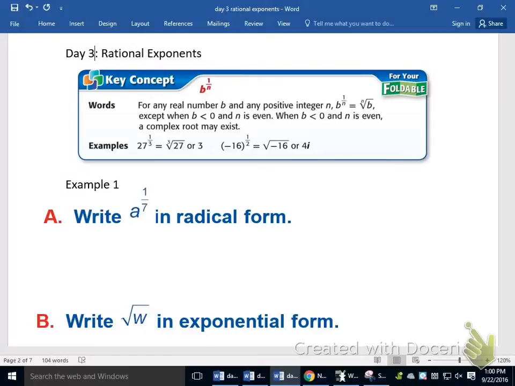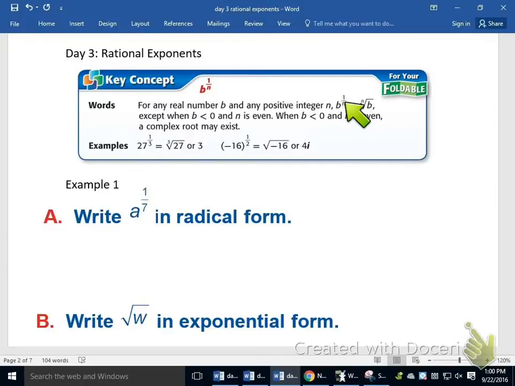All right, welcome to Unit 3, Inverses. This is Day 3, Rational Exponents. So you can kind of see the rule for rational exponents right up here, that when you have b to the 1 over n, you could write that as the nth root of b, but we're going to be focusing on using rational exponents today.